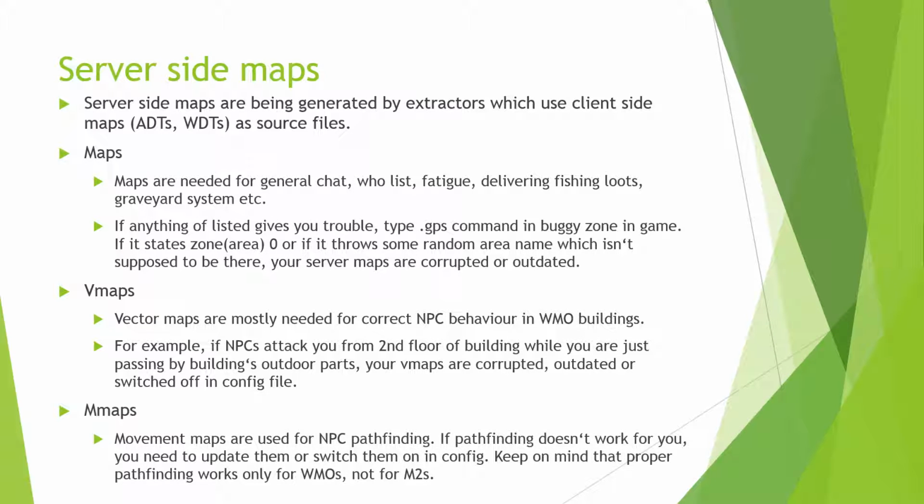Mmaps, movement maps, are used for NPC pathfinding. If pathfinding doesn't work for you, you need to update them or switch them all on in the config. Keep in mind that proper pathfinding works only for WMOs, not for M2s, which means that NPCs can avoid passing through M2s, but they will be able to go over models only when those models are WMOs.